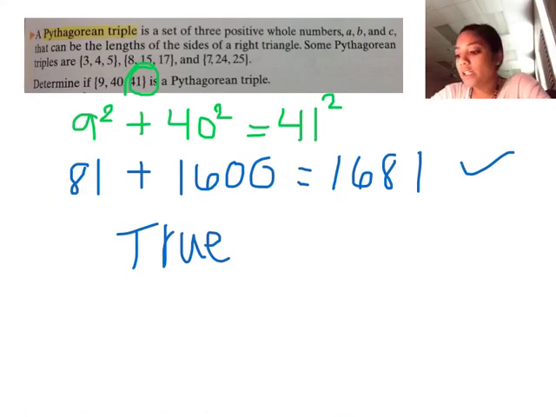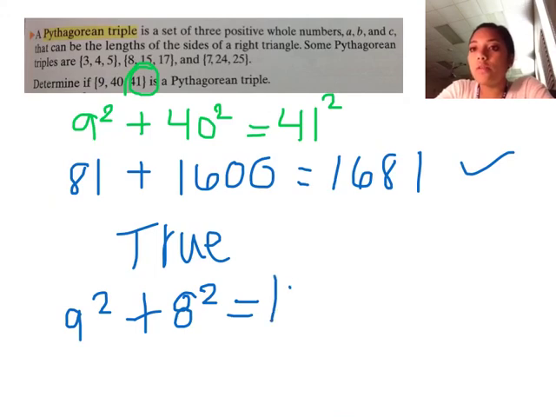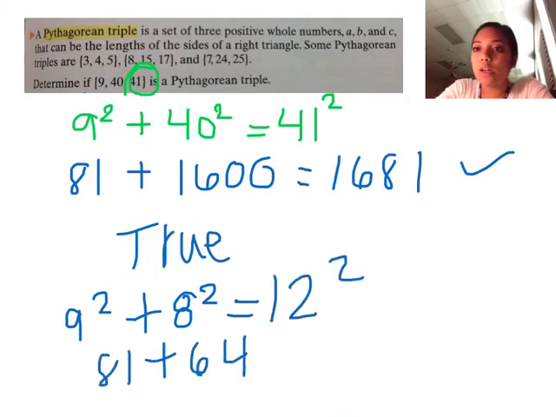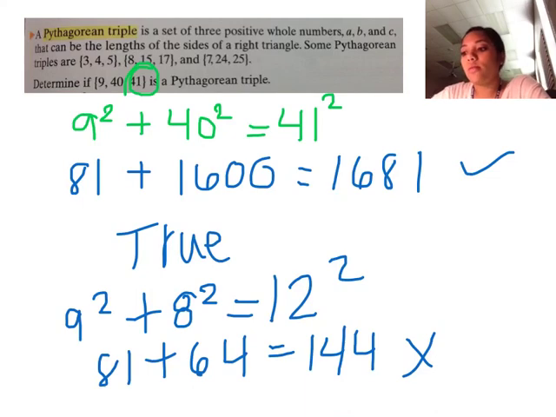If for some reason it didn't work, if they gave you the numbers like 9 squared plus 8 squared equals 12 squared, well, 9 squared is 81 plus 64 equals 144. Is that true? No. So all you would put is false, and you would know that it's not a right triangle. It doesn't work.